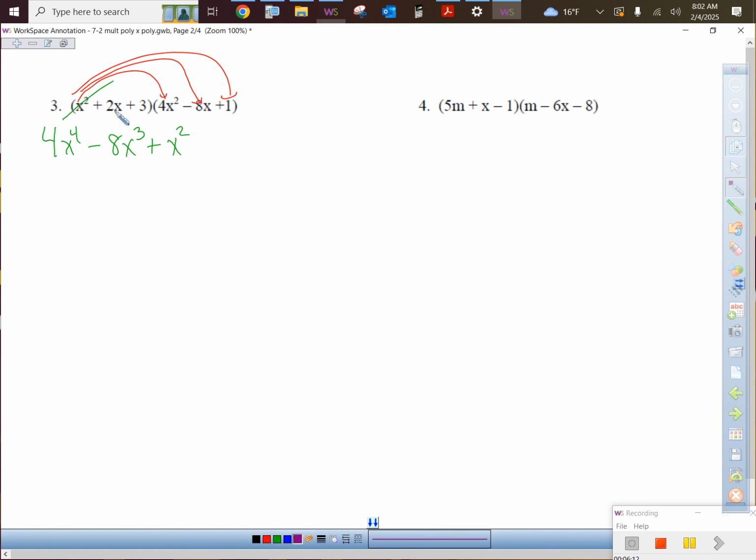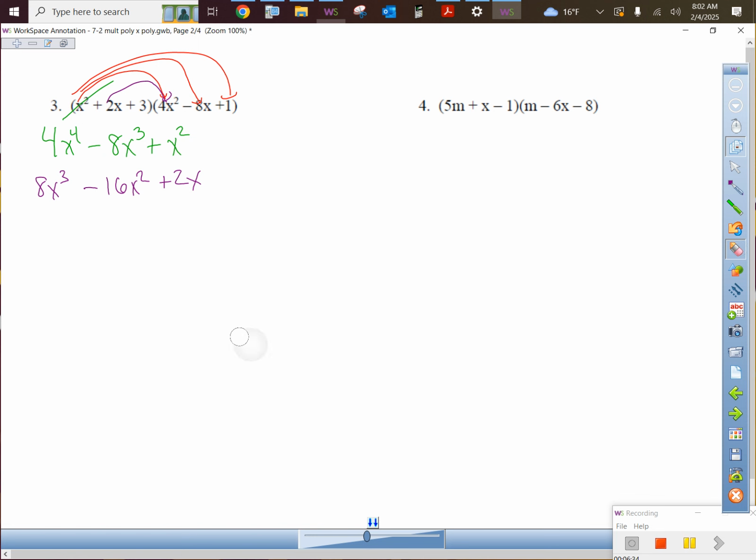And now we just move to the next brother, which is this 2x, and we distribute him. And if we stack them, we'll be in nice, neat organization. So 2x times 4x squared is 8x cubed minus 16x squared, and then plus 2x.